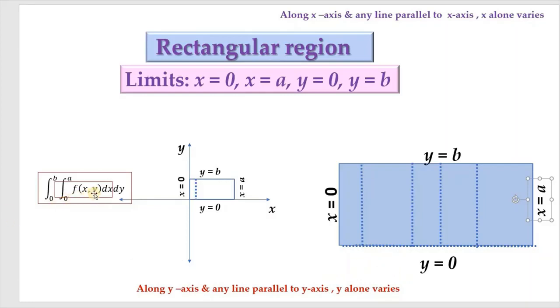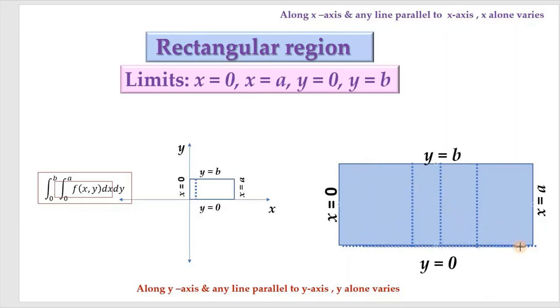Whether I integrate with respect to x first, give the limits for x, and then integrate with respect to y, give the limits for y, or the other way around, integrate with respect to y, give the corresponding limits of y, and then with respect to x, give the corresponding limits, the order in which they are integrated doesn't matter. The reason is, see here, how the same region can be covered.